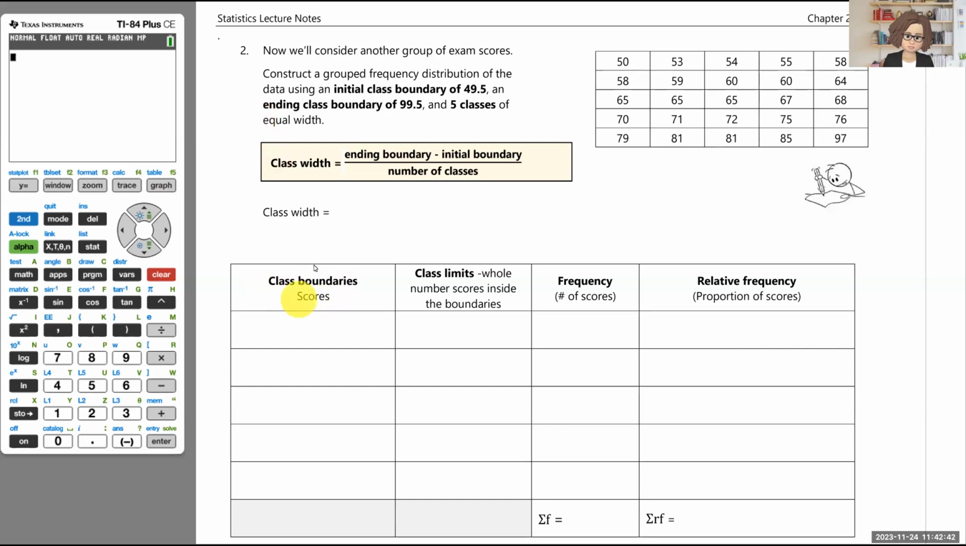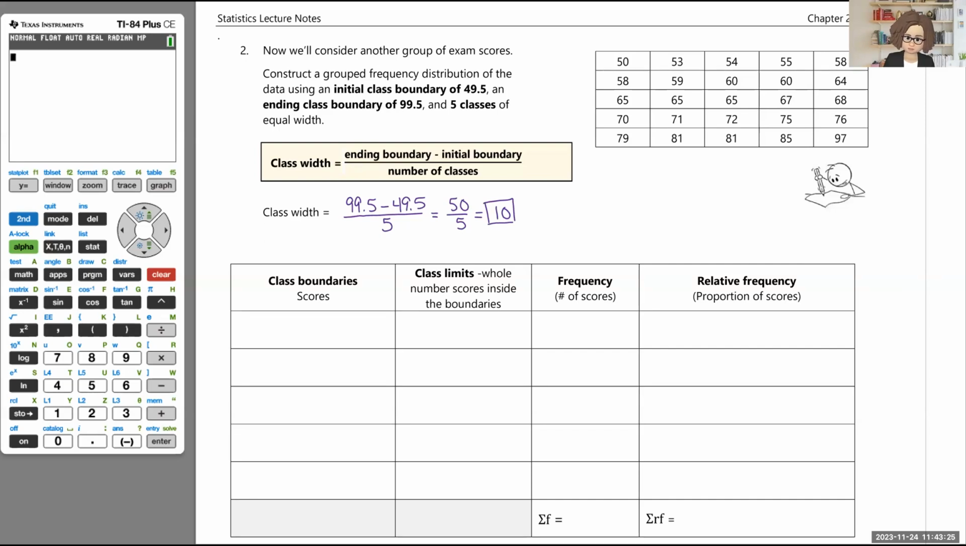So in this case, we're given the boundaries, and that means to complete our table, we'll need to find the width ourselves using this formula. So we're going to start by substituting the ending boundary, 99.5, minus the initial boundary. They'd like us to use 49.5, and we'll divide that by the number of classes that we're asked to create, and they said 5 classes. All right, so if you do your numerator there, that will be a difference of 50, and then I'll divide that by 5, so we get a class width of 10.